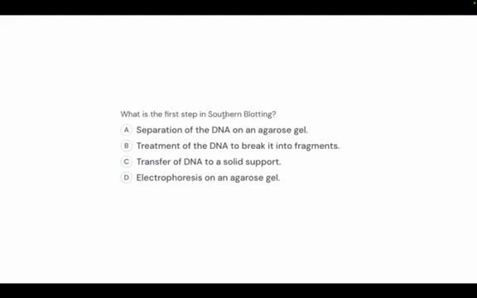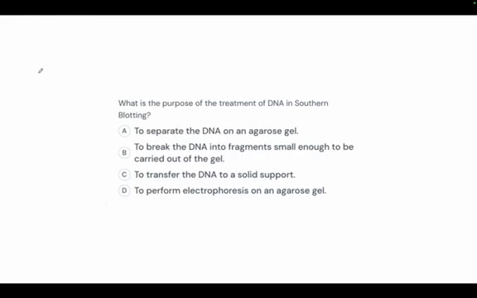What is the first step in southern blotting? The first step is treatment of the DNA to break it into fragments, which will be easier to separate and run on the gel. If we have one big piece of DNA, it is going to get stuck in the well of our agarose gel, and we will not get any meaningful data from doing a southern blot on that. What is the purpose of treatment of DNA in southern blotting? To break the DNA into fragments small enough to be carried out on the gel.